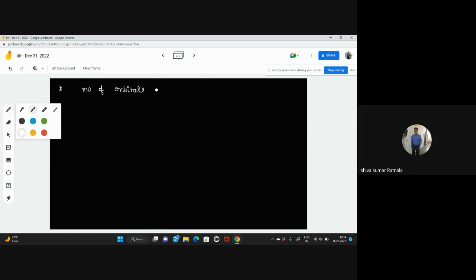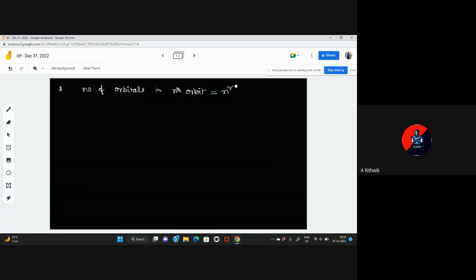Understood. Number of orbitals in a shell or in an orbit. Let me write: in the nth orbit. Orbit means, you know, na? Orbit is nothing but what? Shell. This is the formula: number of orbitals in any shell will be n square. Sir, could you go to the previous slide?